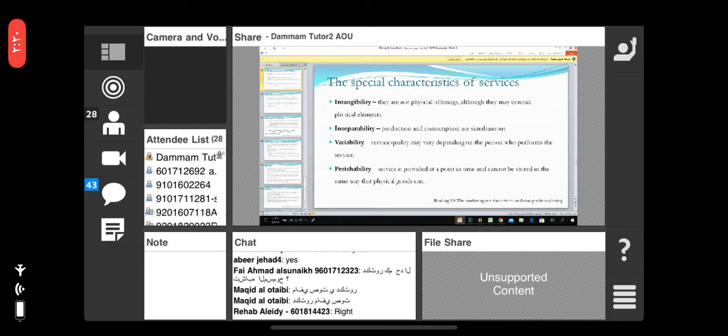Variable: some of the services are variable. What does it mean? Sometimes it depends on the performance. For example, the variability, like the barber shops, right. This depends on what? It depends on the person himself, the performance, right guys.